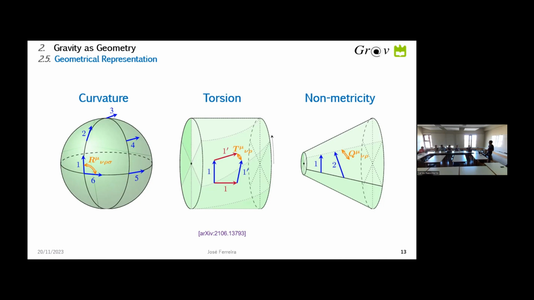Okay. But in these models, is it then postulated that test particles still follow geodesics, like in GR, even though the metric might not be covariantly conserved or it might not be symmetric? So I mean, this is very important, right?